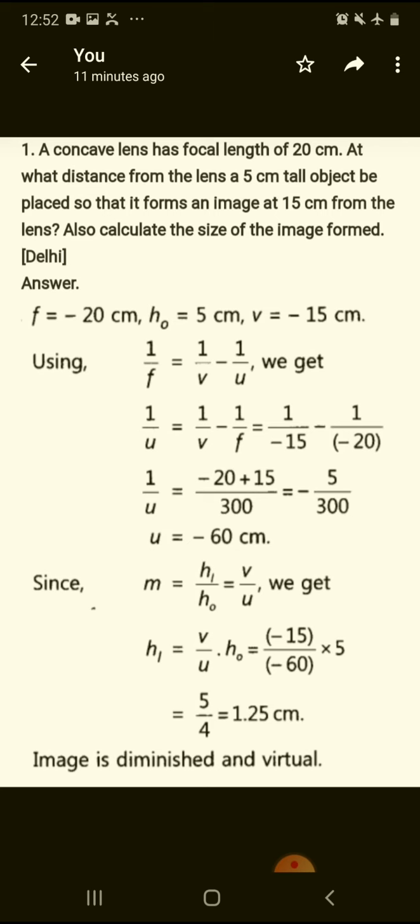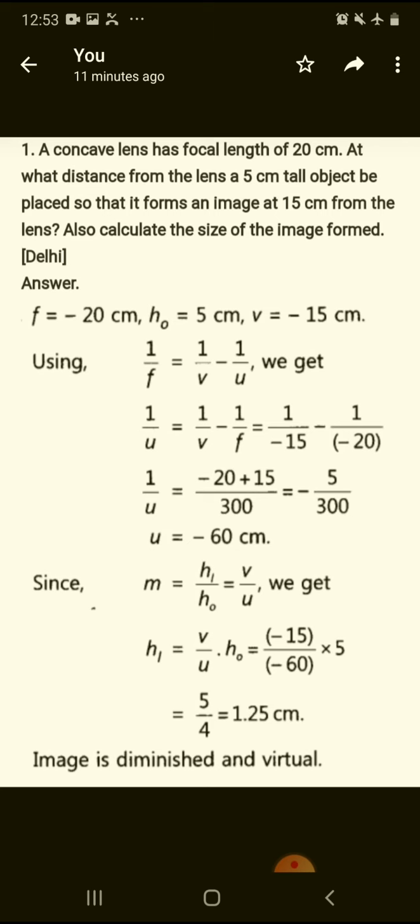So now we will use the mirror or lens formula. Putting the values, we will get the value of u, that is equal to minus 60. Now we have the value of u, we have the value of v, we have the value of ho. So we can easily find the height of the image. Height of the image is 1.25.